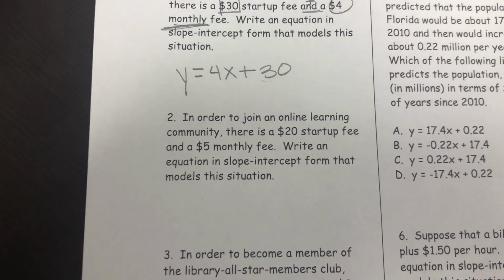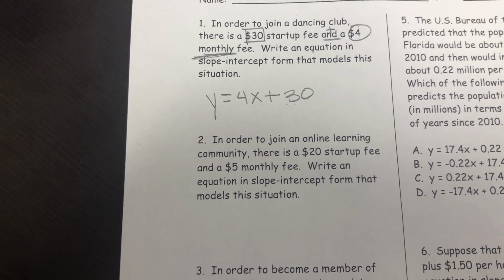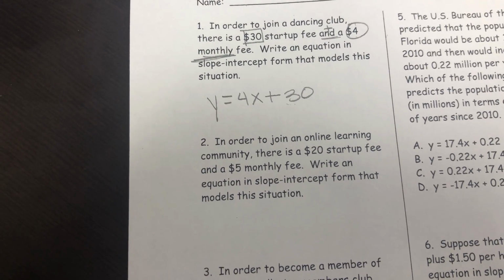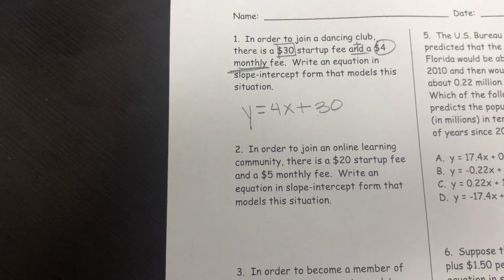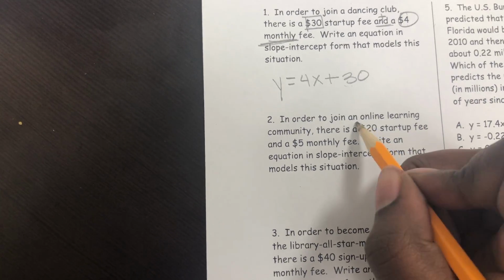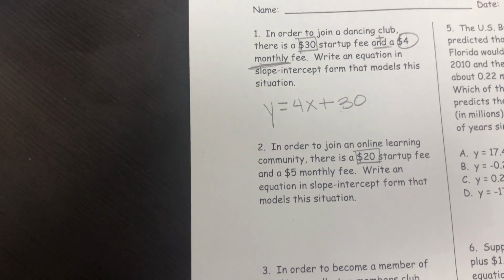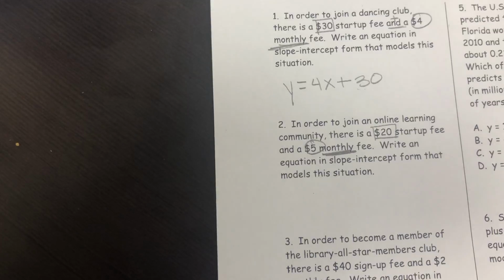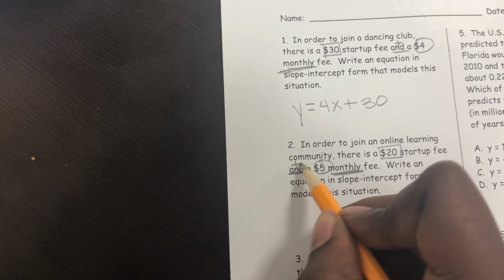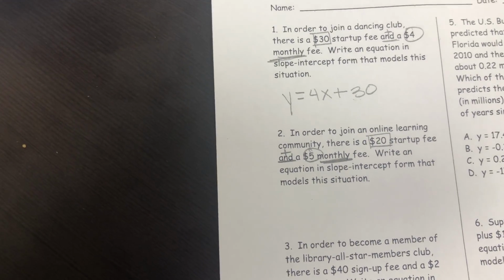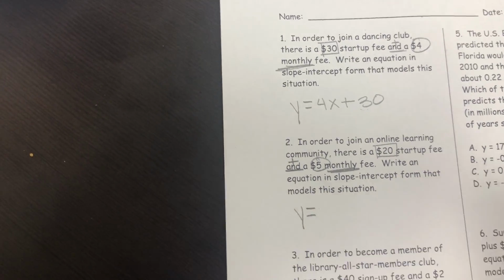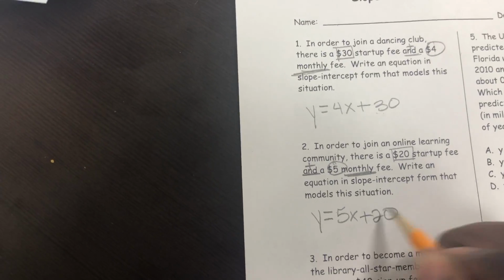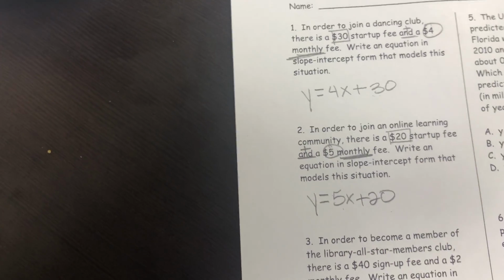So on number 2, let's do that one. In order to join an online learning community, there's a $20 startup fee and a $5 monthly fee. Write an equation in slope-intercept form that models this situation. So the $20 startup fee is going to be boxed. And then a $5 monthly fee. There we go with that monthly again. You're going to circle that. And then that word and lets you know once again that it's going to be adding in this case. And so after that, just write it out. So y equals 5x plus 20. So 5 is your slope, 20 is your y-intercept.